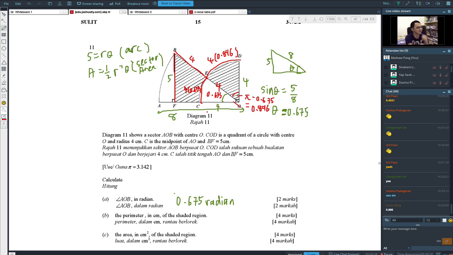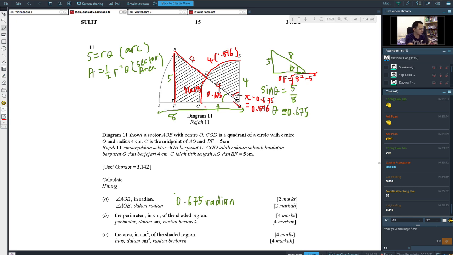That means I will need to find the adjacent here, then I will multiply with 4. I mean, this is OF. So I use Pythagoras, which is x squared minus 5 squared, and then you square root your answer. You should get 6.24. So if the whole thing is 6.24, then this one over here is 2.24. Then we have all the answers.